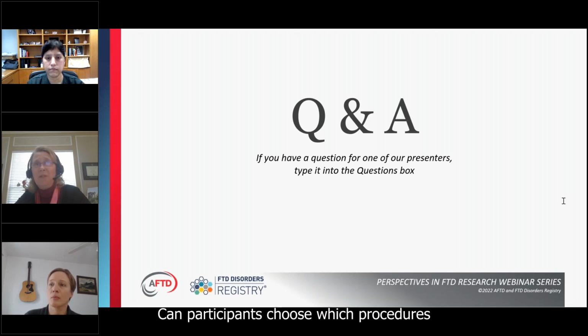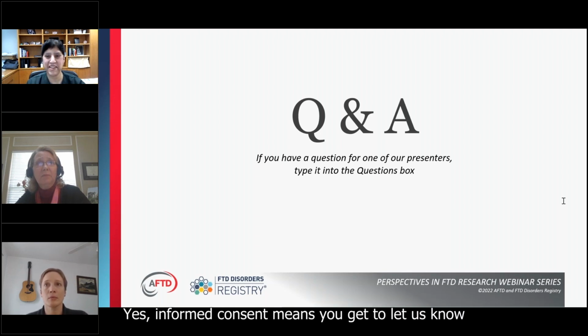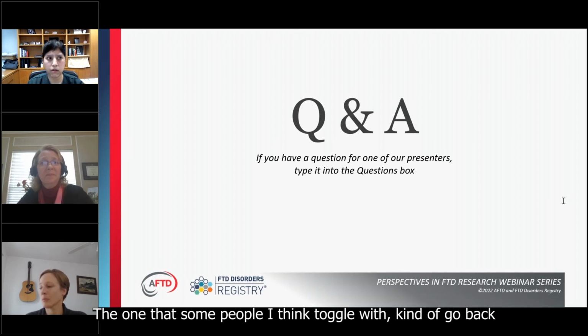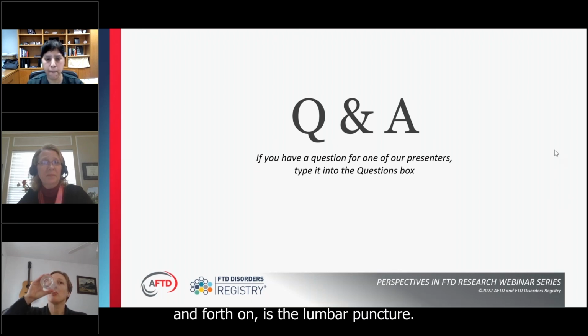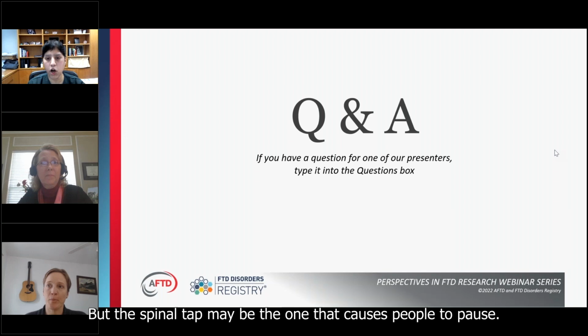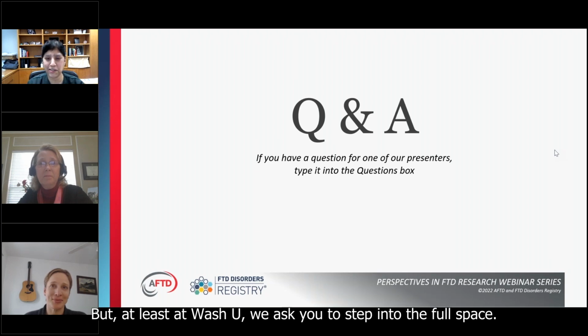And can participants choose which procedures they're willing to do? For the most part, yes. The informed consent means you get to let us know what you will choose to participate in or not. I think the ask is always the whole ask, at least at our site. The one that some people toggle with and go back and forth on is a lumbar puncture. Usually the blood draw doesn't seem to be the hurdle, nor the imaging protocols, but the spinal tap may be the one that causes people to pause, and that's fine. That's accounted for across studies of this nature. But at least at WashU, we ask you to step into the full space.